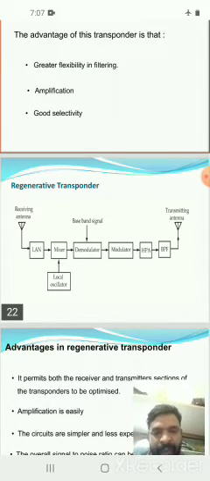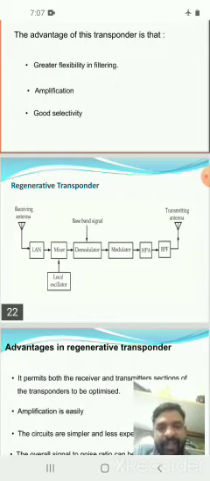Here the receiving antenna first receives the signals from the earth station. The signals from the earth station are in the 6 GHz range, and these are modulated signals. These modulated signals are received by the receive antenna on the uplink frequency. These signals are given to the low noise amplifier.